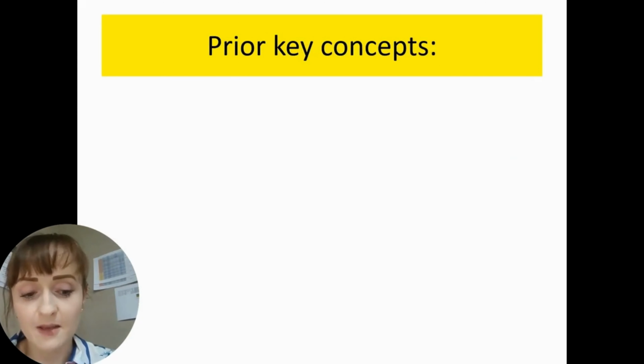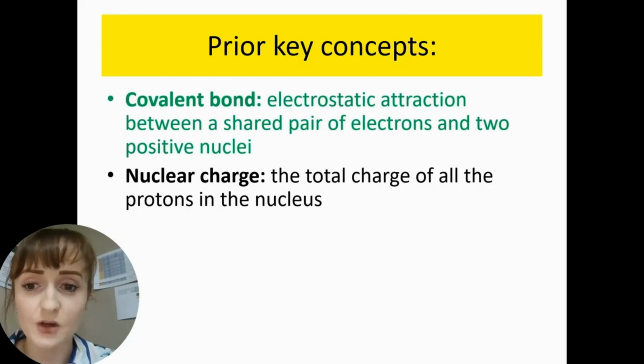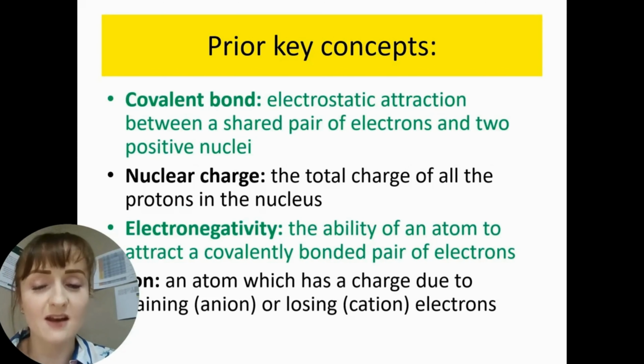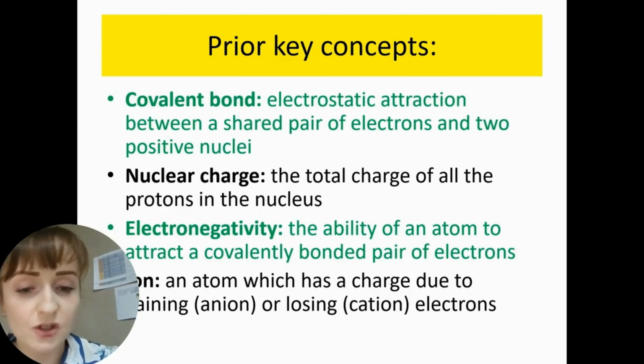There are some key concepts which it will be helpful for you to understand before you begin. What is a covalent bond? What is a nuclear charge? What is electronegativity? And what is an ion? Note that the definition for a covalent bond and for electronegativity can be asked in paper 2.